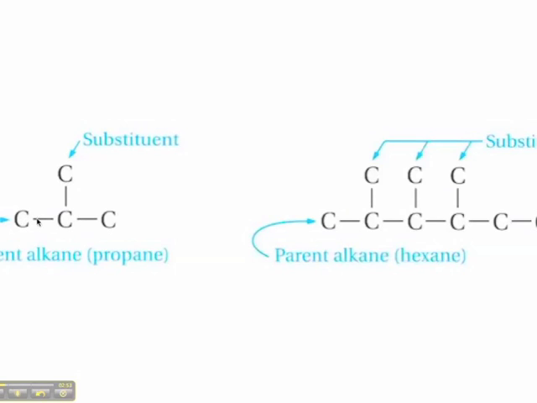This is propane. It's got 3 carbons, and it has 1 substituent carbon. Now keep in mind, these carbons would still have a hydrogen here, a hydrogen here, a hydrogen here. There'd be 3 hydrogens here, there'd be 1 here, and there'd be 3 on this guy. This one is hexane. Hexane has 6 carbons, and it has 3 substituents. Okay?